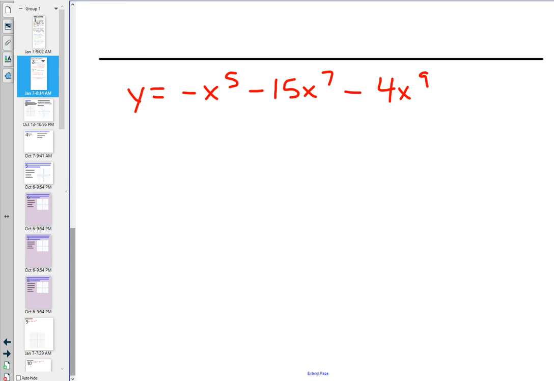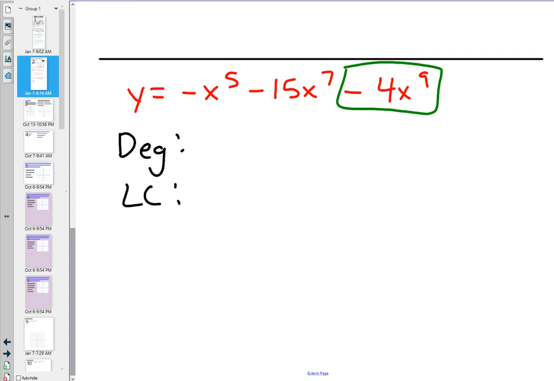Okay, last one like this on this page. What's my lead term here? Even though it's not in standard form, the term that's going to determine my end behavior, the biggest exponent, is the negative 4x to the ninth. Let's talk about the type of degree and the type of lead coefficient.